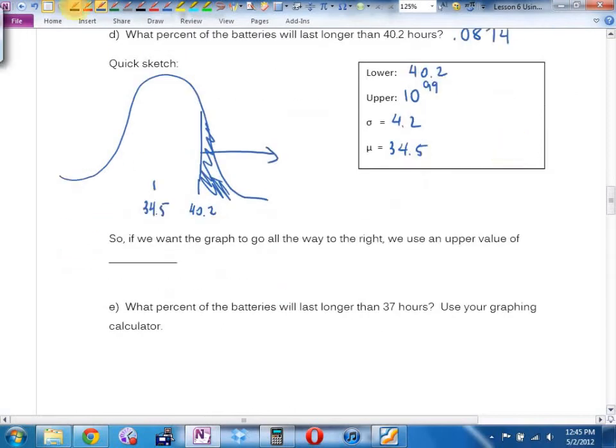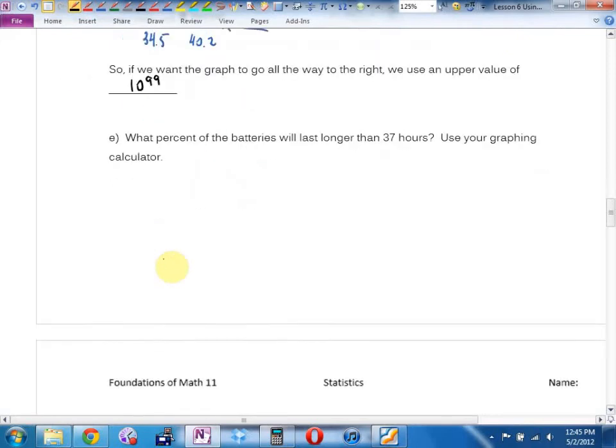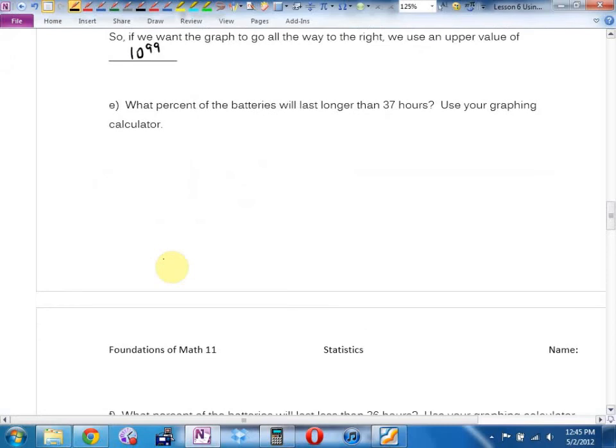So if we want to go all the way to the right, Zach, we use positive 10 to the 99th power. Is that okay? Let's do a couple more then really, really quickly. What percent of the batteries will last longer than 37 hours? Use your graphing calculator. Quick sketch.